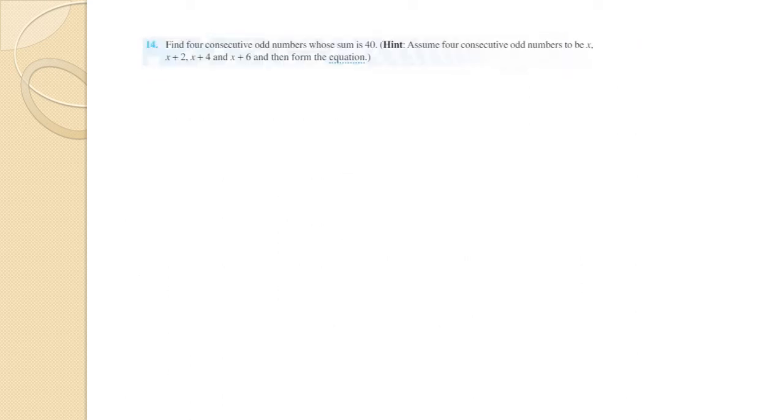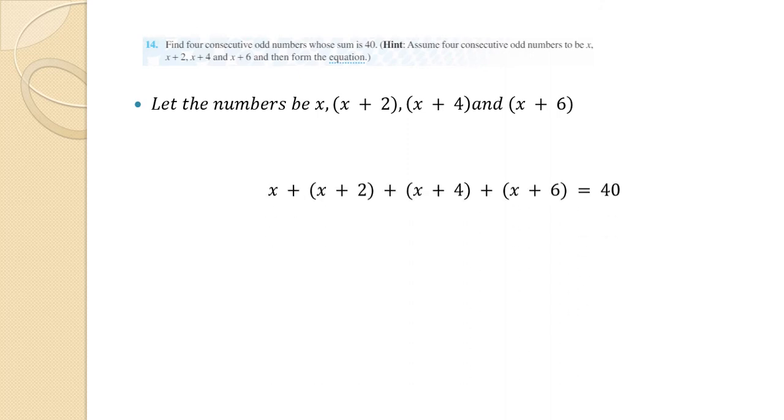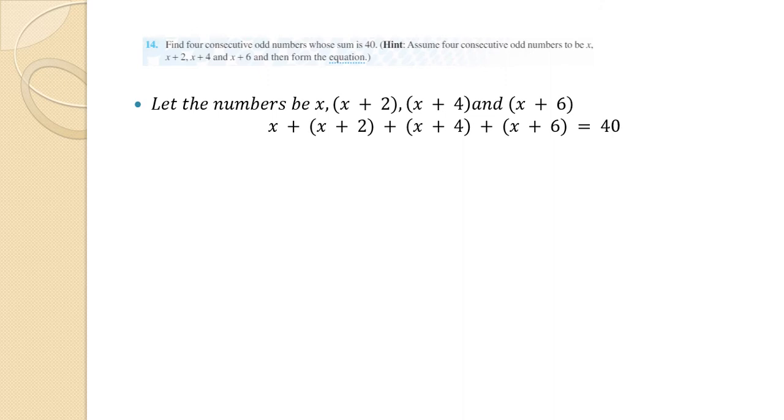Let us solve one more word problem, that is, to find 4 consecutive odd numbers whose sum is 40. Here they have given a hint that you have to assume that the 4 consecutive odd numbers are x, x plus 2, x plus 4 and x plus 6. You know that odd numbers differ by 2. So we have taken the numbers x, x plus 2, x plus 4 and x plus 6.